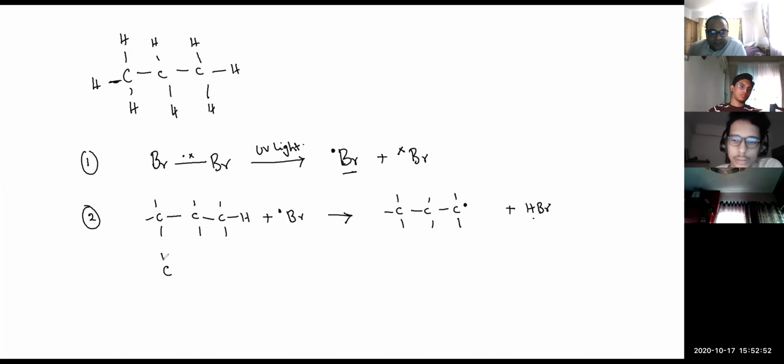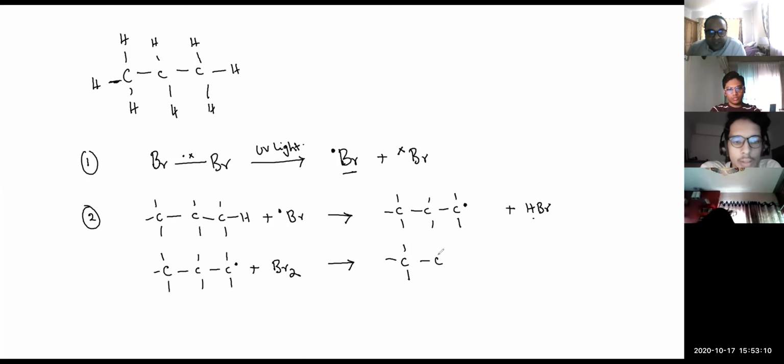Next step is this plus this plus this free radical plus Br2 will again form CH3, CH2, CH2, Br and a bromine free radical. So from here, you can see that for each line, there can just be one free radical.